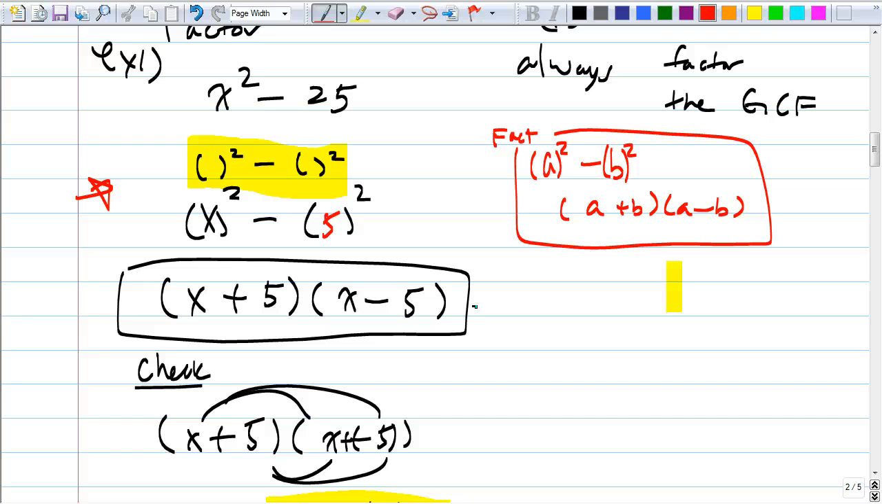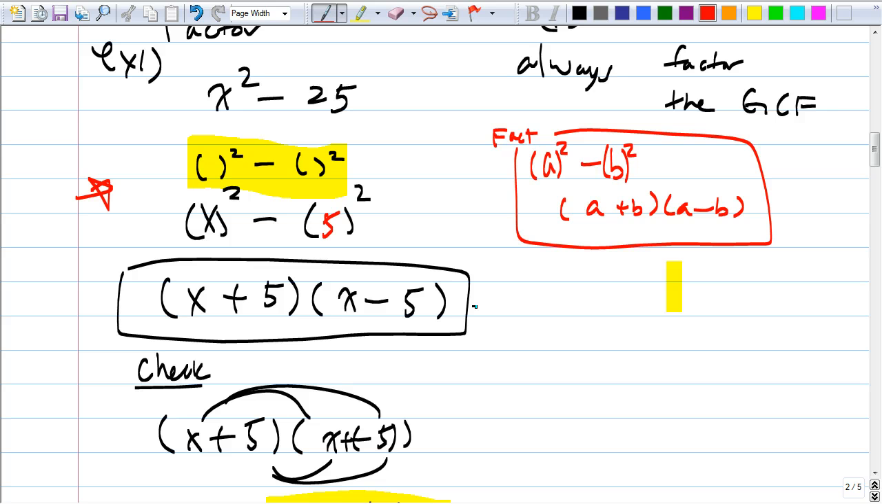Last year somebody told me a trick about this. Oh yeah? Okay. When you have x plus whatever, and it's the same thing but x minus the same number, you just put x squared and then multiply the second monomial by itself. That's your answer.